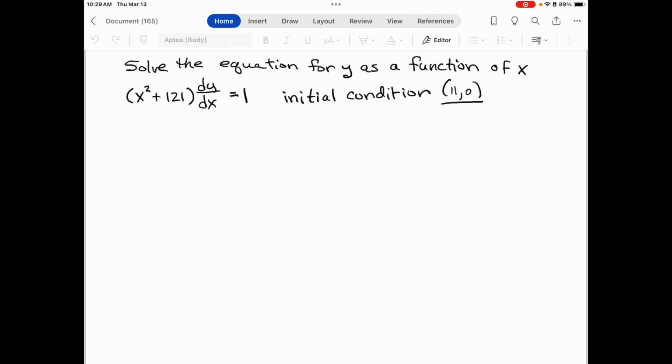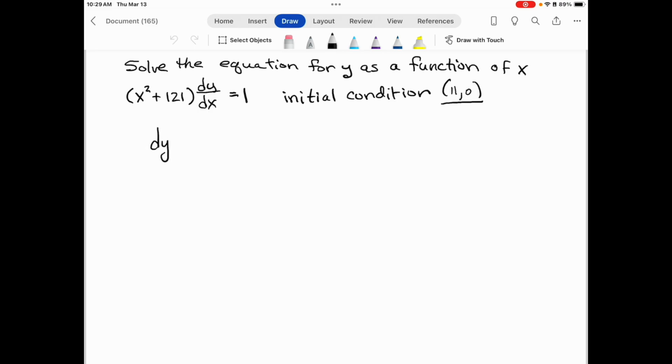So to find y as a function of x, I'm going to isolate dy, and then I can integrate. To isolate dy, I'm going to divide by x squared plus 121 times dx. Now that this is set up so dy is isolated, I can integrate both sides of the equation.